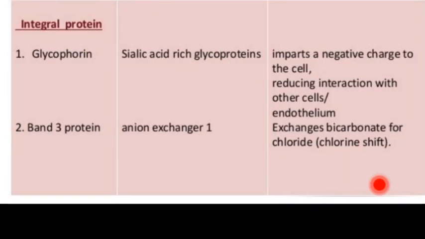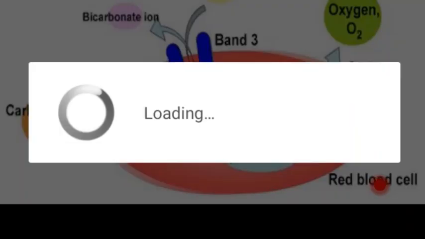So in this slide, we discuss about integral protein. First, glycophorin. What is glycophorin? Glycophorin is a sialic acid-rich glycoprotein, and the function is to impart a negative charge to the cell. Next, band 3 protein. What is band 3 protein? Band 3 protein is an ion exchanger. So the function is to exchange bicarbonate for chloride ion.